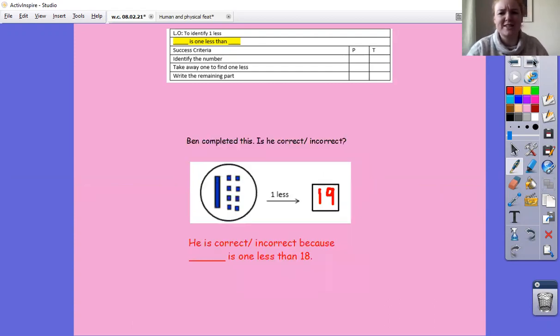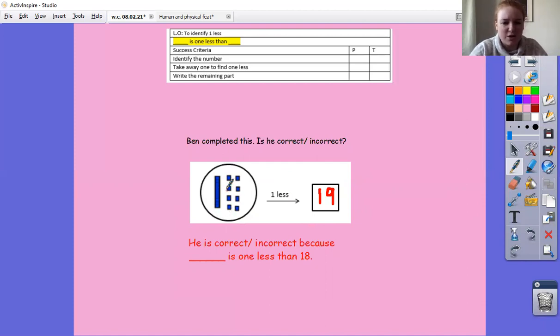If you didn't, don't worry about it. It's how we learn. So Ben completed this. Is he correct? He believes that, what number is this? It's got 1 ten and 9 ones. It is 19. Ben thinks that 19 is 1 less than this number. Well, let's find out. So what is this number to start with?